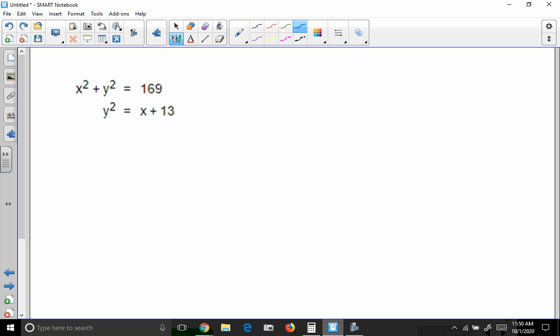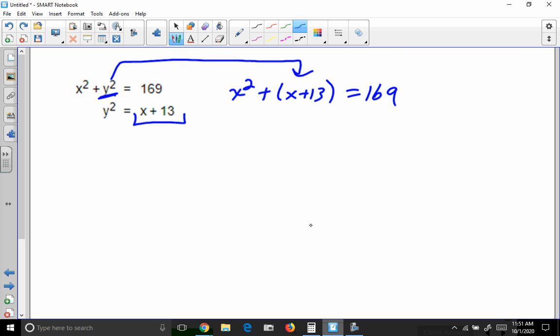Here we do have like terms between the two equations. So we could do the addition method, elimination, or I'm going to just do a substitution here. Notice this bottom equation says that y squared is x plus 13. Now notice that top equation has a y squared in it. So instead of replacing y, we could replace the whole expression y squared with x plus 13. So in place of y squared, we put x plus 13. So we made a substitution.